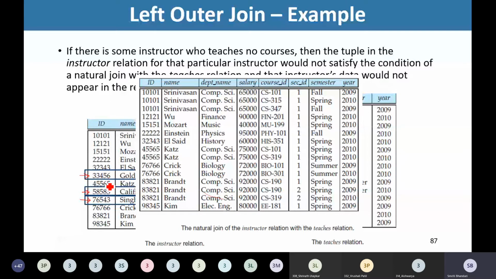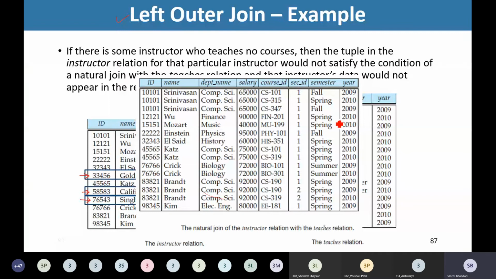if we want to include the data of those instructors in the result, even though these instructors are not teaching any course. If we go for natural join, it will not be possible for us to include the instructors who are not teaching any course in the output. But if we want to have the data related to these instructors as well in our output, then what we can do is, instead of going for natural join, we may go with the left outer join.